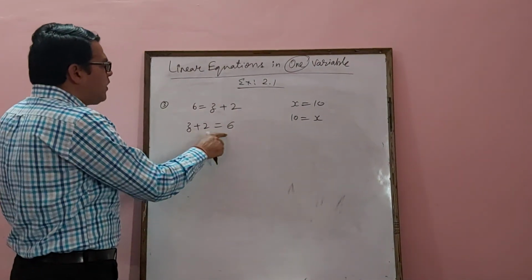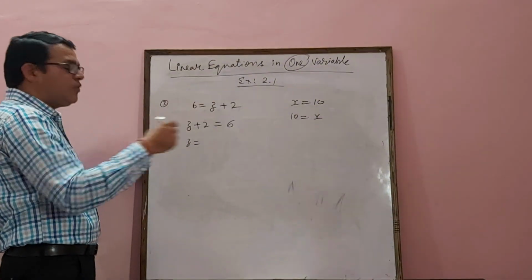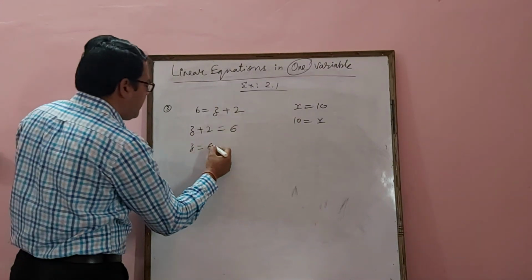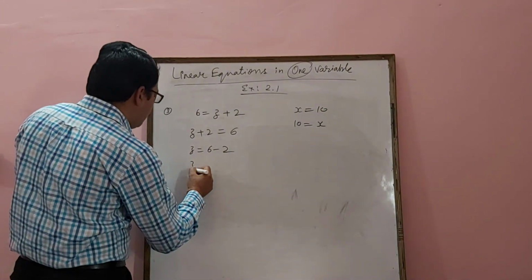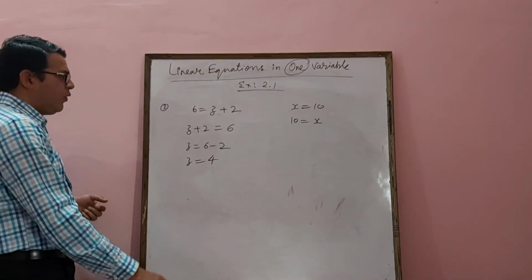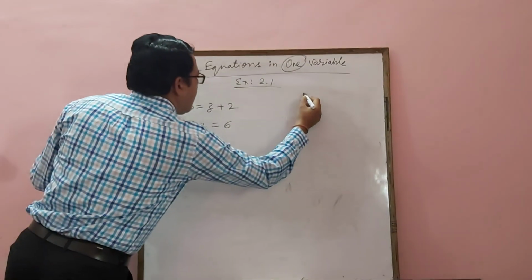Now z plus 2 equals 6. We have to remove this 2. We have to shift this 2 to the right hand side. Since this 2 has a positive sign, we write it here with a minus sign, negative sign. So z equals 4. The value of z is 4. z equals 4 is the solution for this equation. Now we have to check it also.